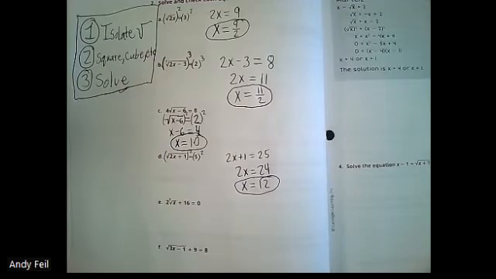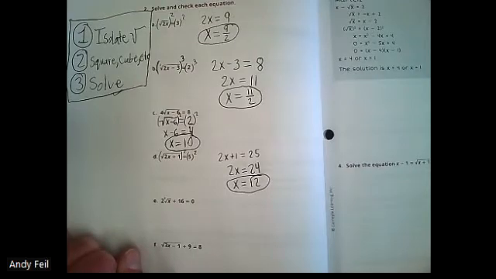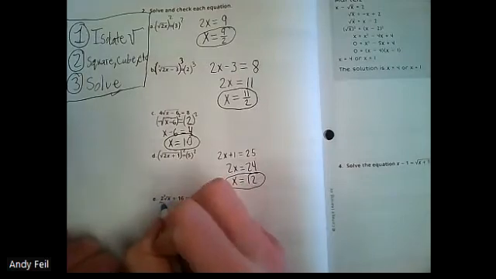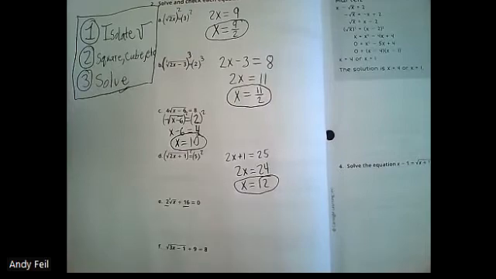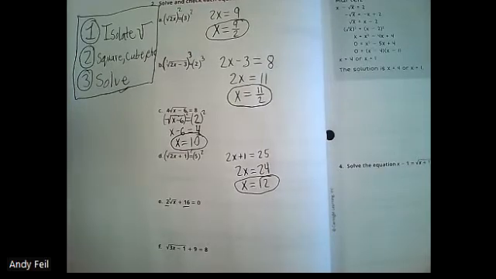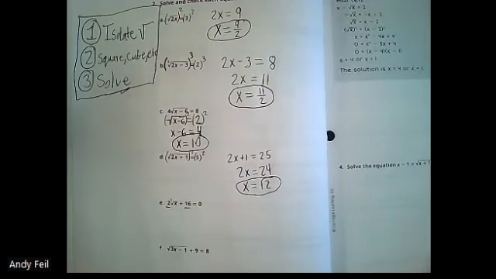Now, in E, is the radical isolated? No. So what do we have to do? Do we get rid of the 2 or the 16? We've got a mathematical disagreement. I like it. 2 or 16? 2 and 16. Order of operations. But when you're solving, you do it backwards. So you subtract the 16.